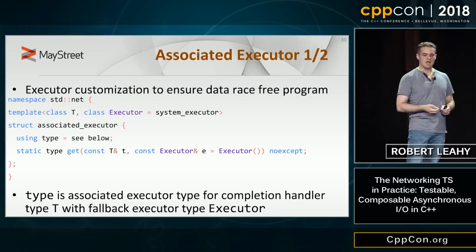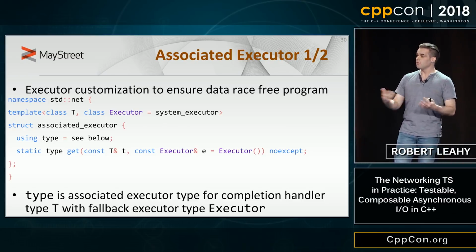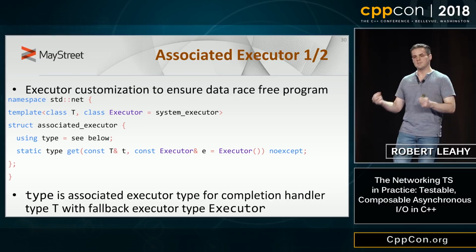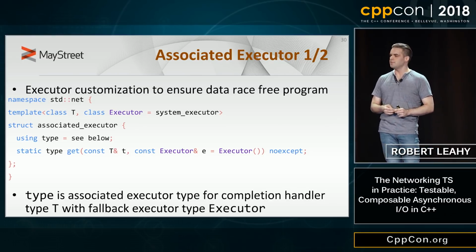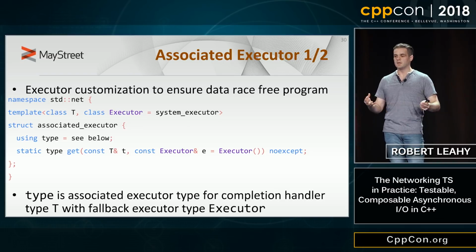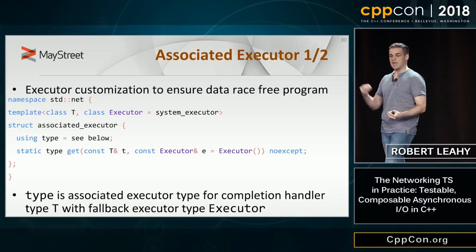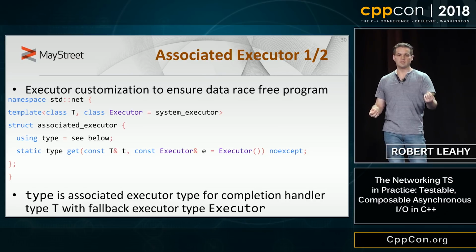The way in which this class works is you pass in a completion handler as the first template argument, and then a fallback executor as the second, in case the user has not given an executor association for that type T. The type then provides you with a static member function and a type alias. The type alias, called type, is the type of the executor that you should use. And the static member function takes in a completion handler and takes in an executor and either returns the executor associated with that completion handler or just returns the fallback.